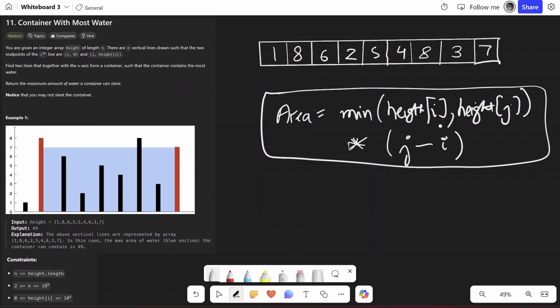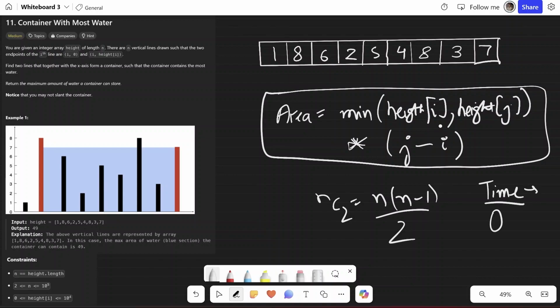Now the most straightforward approach to solve this problem can be to calculate area for each pair and find the max of those. So in that case, how many pairs will there be? nC2 pairs, which is n into n minus 1 by 2. So what would be the time complexity in that case? It would be O of n square, as we are calculating all pairs. And space complexity would be O of 1.